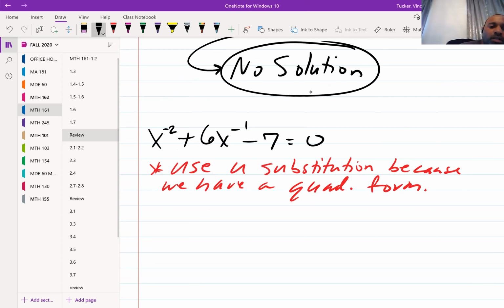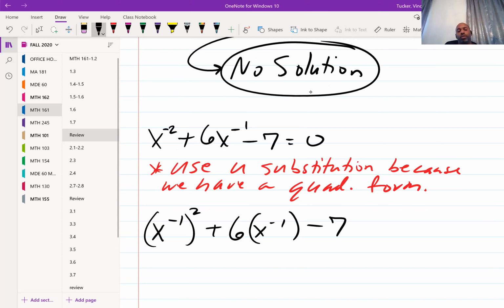when we look at this, it is x to the negative first power squared, and this is 6x to the negative first power minus 7 equal to 0. So whenever we have the same thing right here, but it's being squared, it is considered to be in quadratic form.